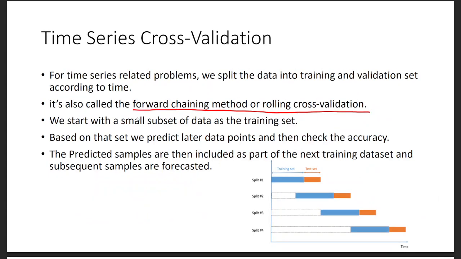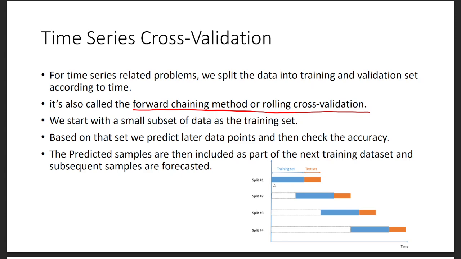The next we have time series cross validation. In time series cross validation, you cannot randomly shuffle time series data. This is for time series where time is related. So see, the training set and also time is given. Instead, data is split chronologically, also known as forward chaining or rolling cross validation. You start with a small subset of historical data to predict later points. Those newly predicted samples are then included in the next training dataset to forecast even further into the future.